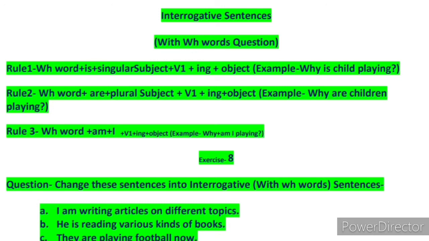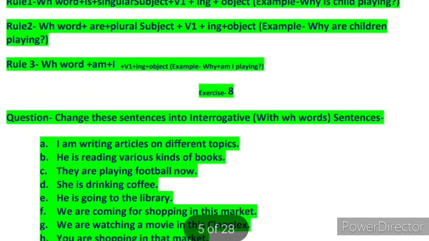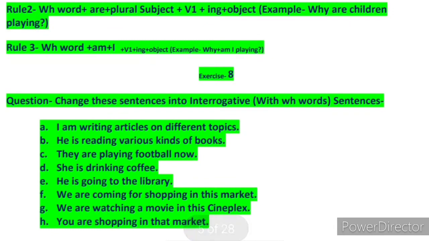So it is very clear that we are supposed to add WH words in the beginning, and the rest of the structure is as similar as it was in the yes or no answer type of questions. So some examples are here. I am writing articles on different topics. So the answer will be: why am I writing articles on different topics, question mark. Second, he is reading various kinds of book. So the answer will be: when is he reading various kinds of book. Next, they are playing football now. Where are they playing football now? Next, she is drinking coffee. Why is she drinking coffee, question mark.